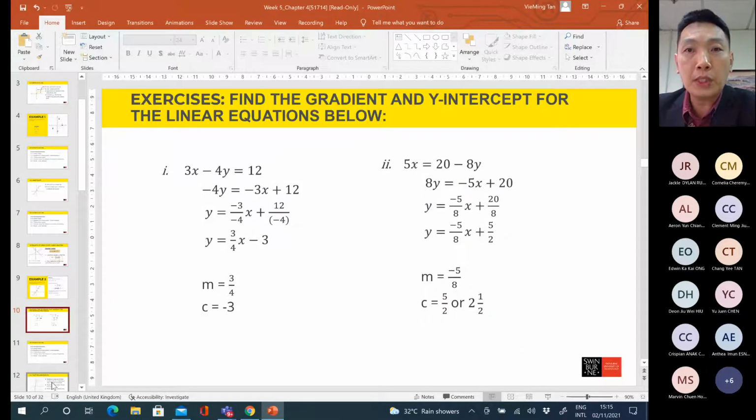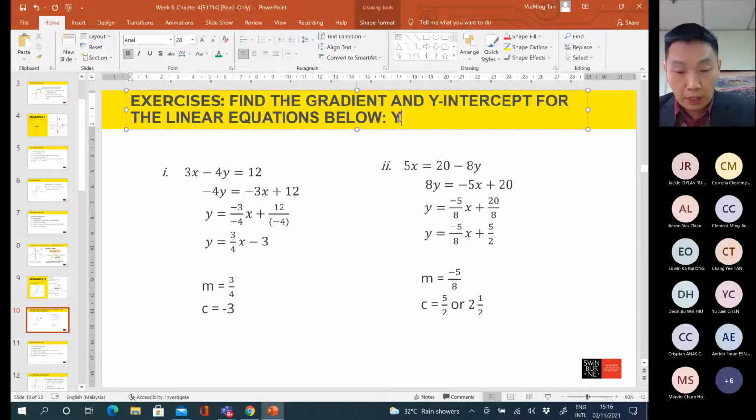For these 2 questions, it is asking you to identify the m and also c. The problem now is that for these 2 equations, the format has not been arranged in the standard form. Standard form means you need to arrange it in this form: y equals mx plus c, so that you can identify the m and c directly.